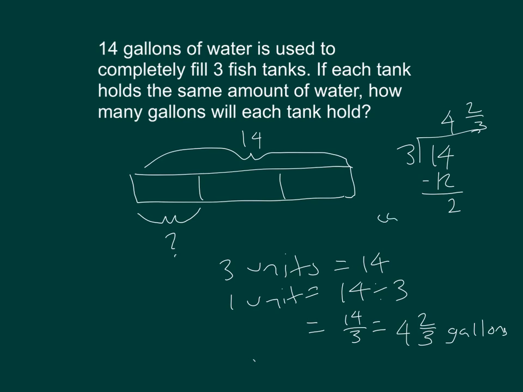For my check, that's 4 2/3 times 3, which equals 4 2/3 plus 4 2/3 plus 4 2/3. 2/3, 2/3, and 2/3 is 6/3, which is 2. And then 4, 8, 12 is 12, plus 2 is 14. It does check.